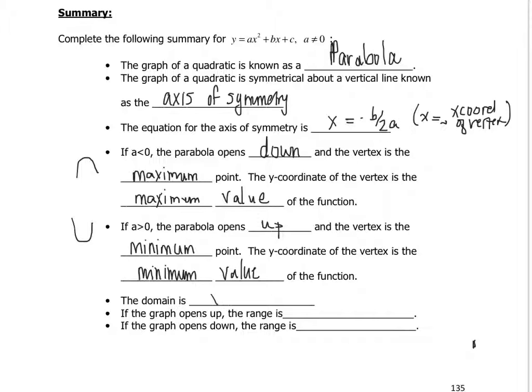The domain is always all real numbers unless you're told that x refers to time or something like that, where you might not have any negative values possible. But generally, if you're just given the quadratic equation in this form, or as an equation form, usually it's all real numbers. If the graph opens up, the range is y greater than or equal to the y coordinate of the vertex. And if it opens down, it's y less than or equal to the y coordinate of the vertex.